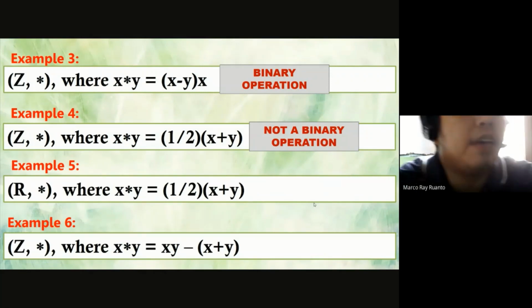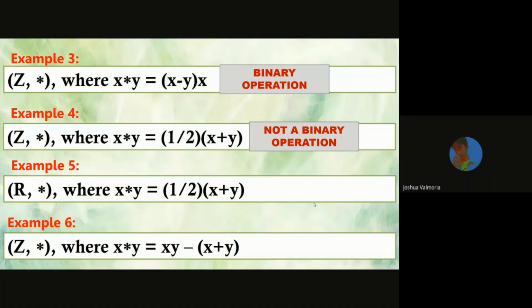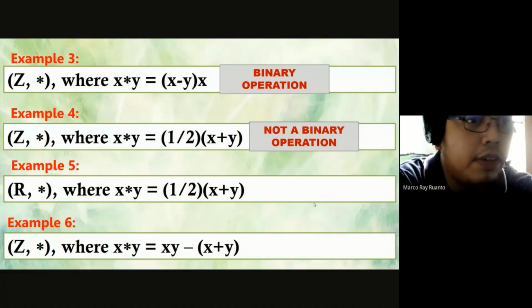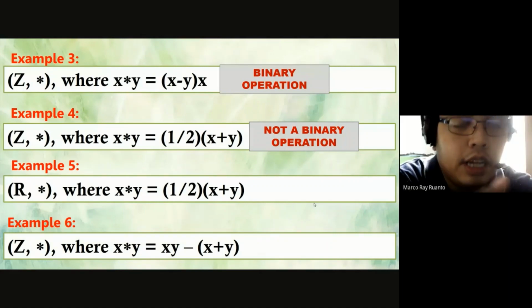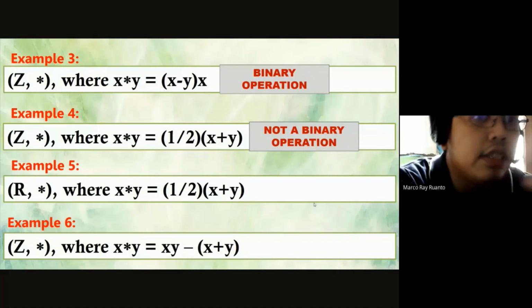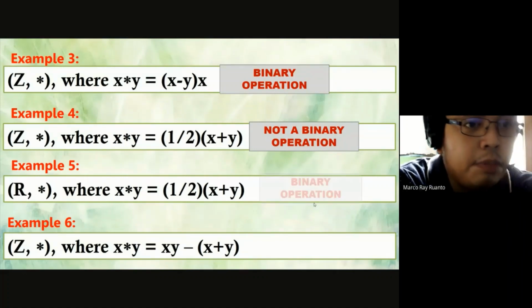How about example 5? Before, it was integers. This one is binary, because it qualifies all numbers. Real numbers include fractions and radicals, and so on. So this is a binary operation. Very good.